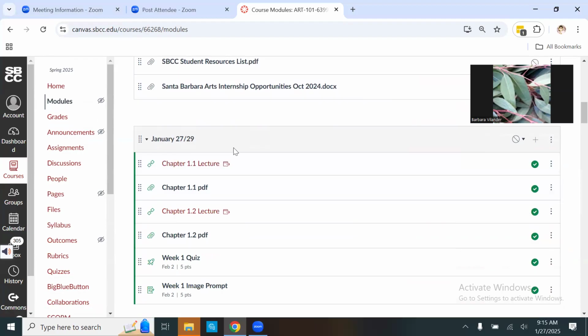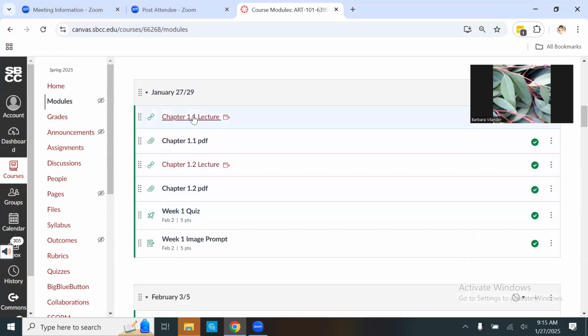Then each week, there's a module for the week. So for example, this is our first one here. And so for the online class, it has the recordings of both lectures for that week. And then it has the PDF version. The face-to-face classes only have the PDF version, because it's a face-to-face class, there aren't recordings for that class.